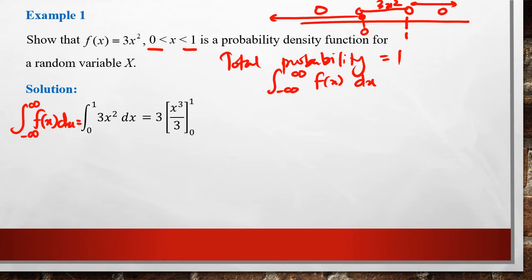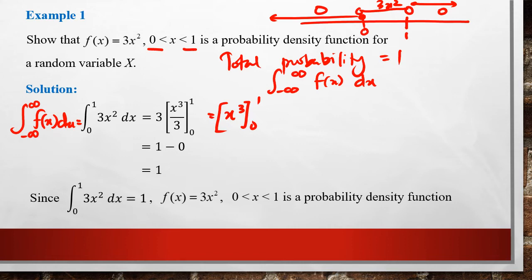We get x cubed over 3 multiplied by 3, which is equal to x cubed. Okay, so directly it's equal to x cubed from 0 to 1. Okay, so substitute the value: 1 cubed minus 0 cubed is 1. So it's equal to 1, meaning that the total probability is equal to 1.